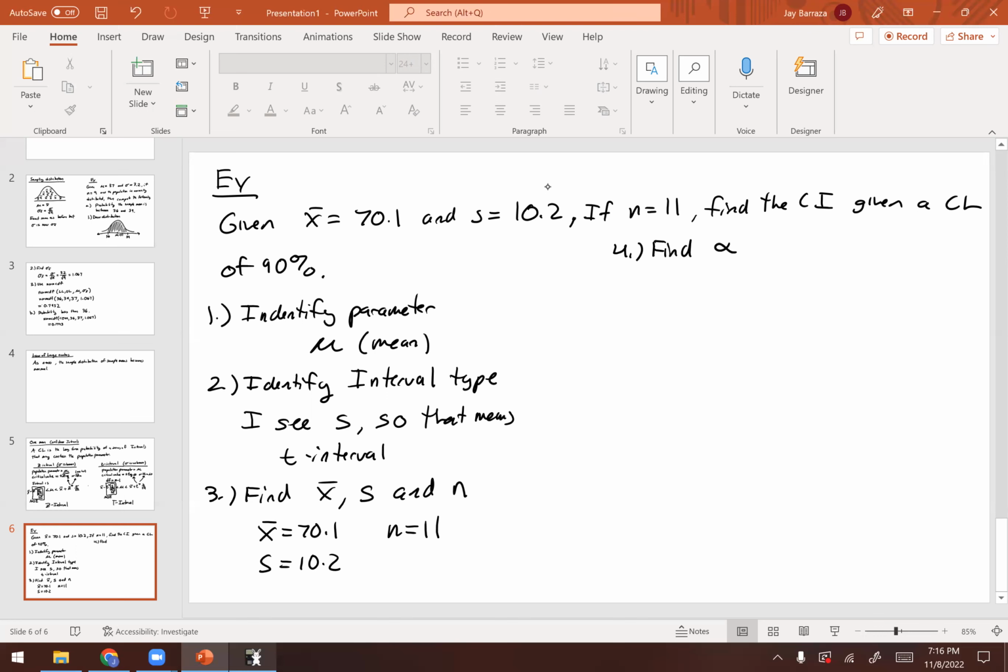So now I want to find alpha. So alpha is 1 minus the confidence level, which is 1 minus 0.95, which is 0.05, okay? Now, in this problem, you don't have to do this, but actually, you know what? I'll do this a separate problem. We'll do it separately. Step 5, plug into calculator.